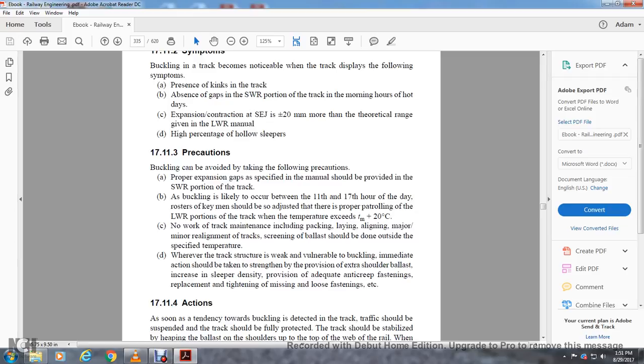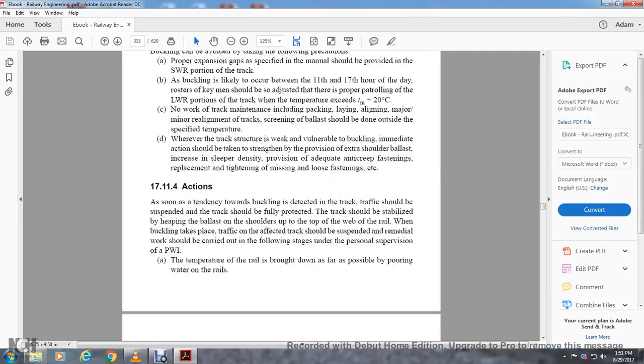Wherever the track structure is vulnerable to buckling, extra measures should be taken: extra strength provision, extra shoulder ballast, increasing sleeper density, provision of adequate anti-creep fastening, replacement and tightening of missing and loose fastenings, etc.